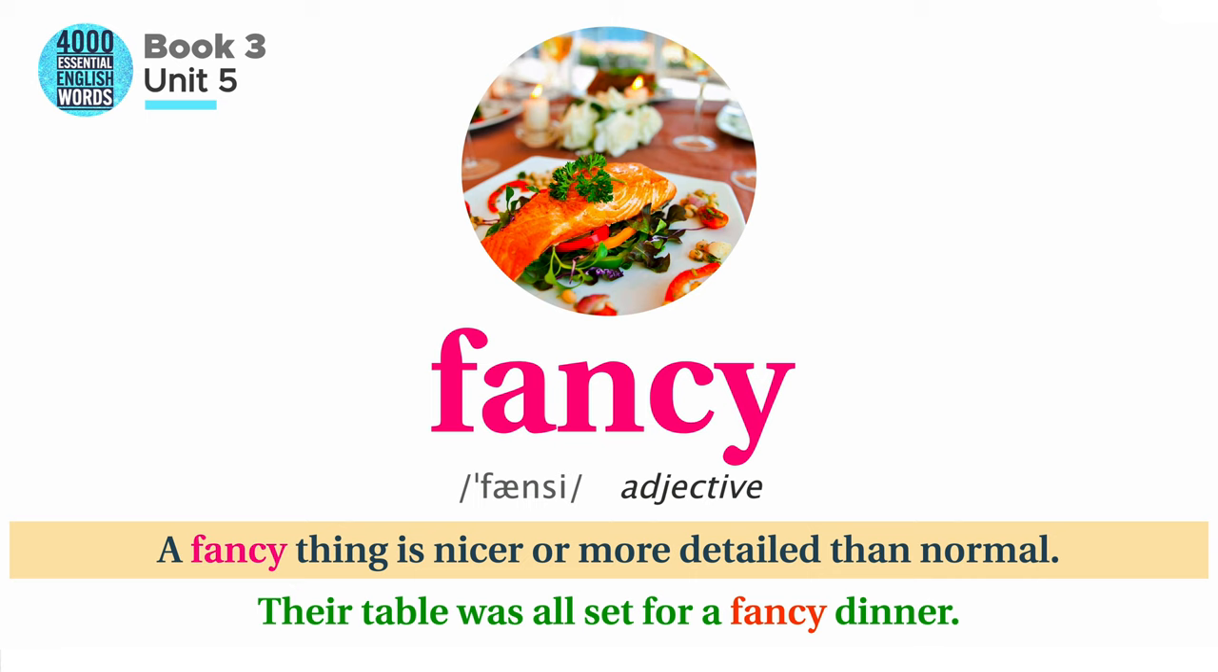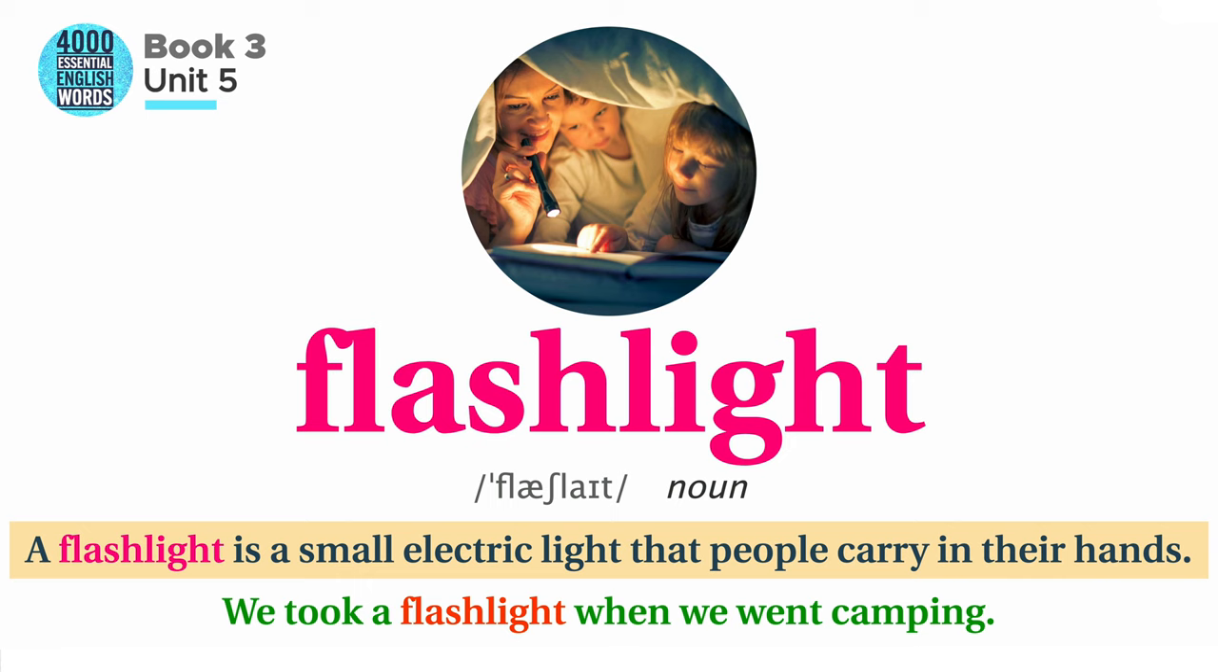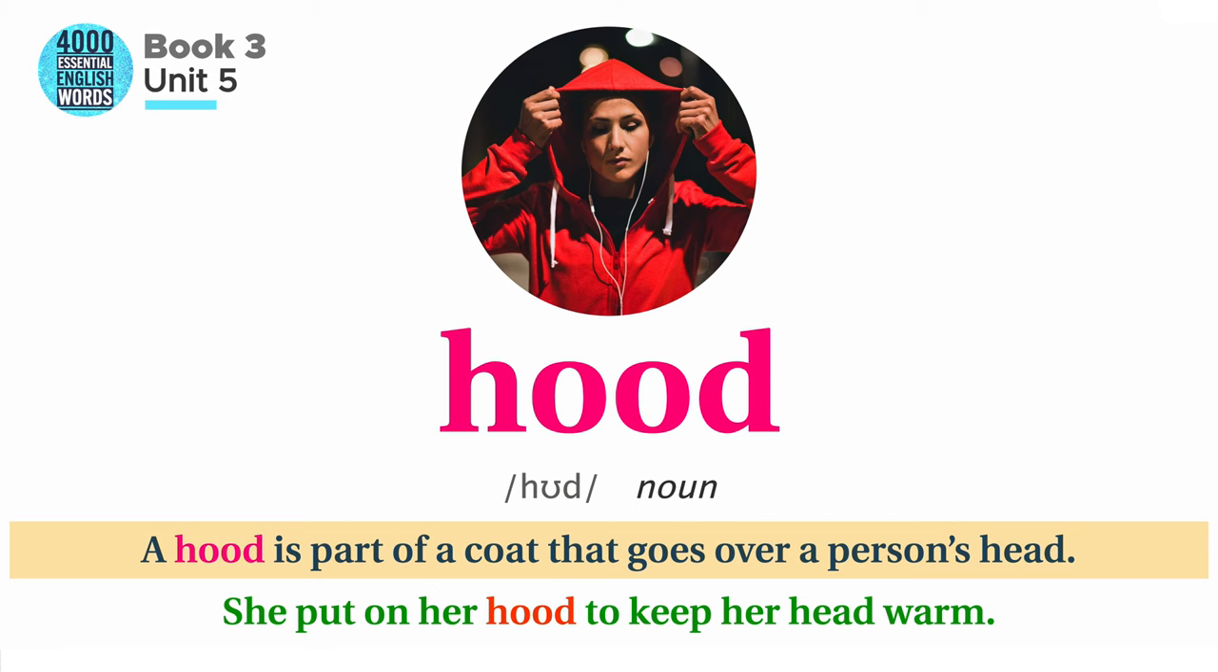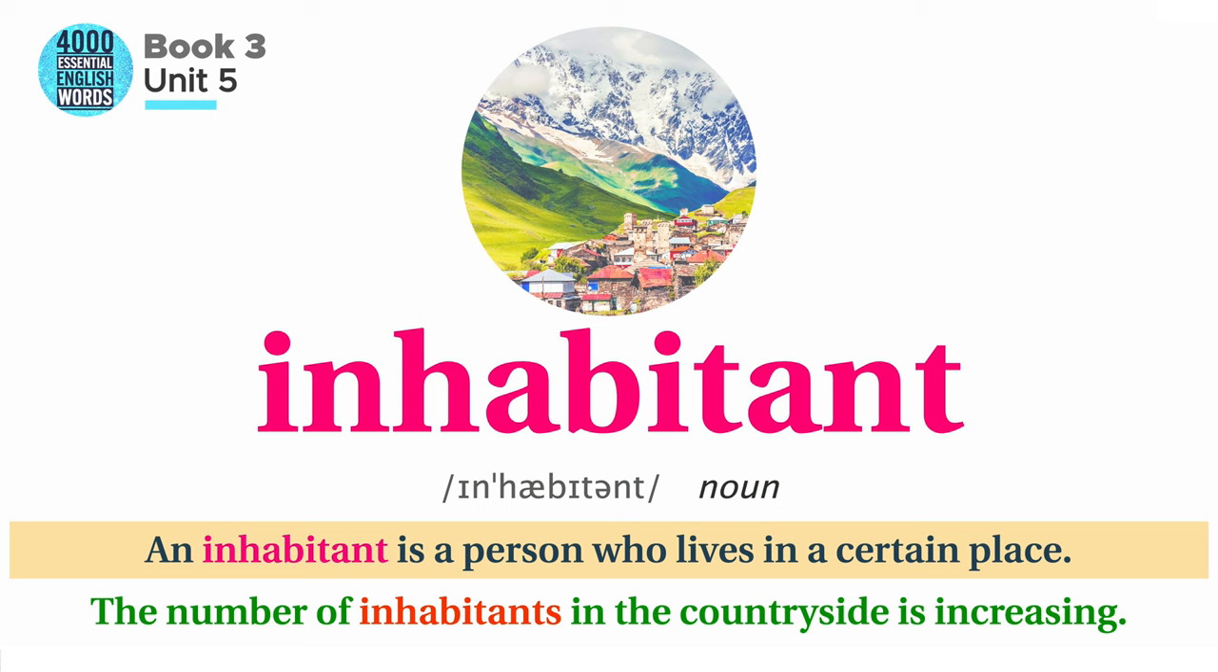Flashlight. A flashlight is a small electric light that people carry in their hands. We took a flashlight when we went camping. Hood. A hood is part of a coat that goes over a person's head. She put on her hood to keep her head warm. Inhabitant. An inhabitant is a person who lives in a certain place. The number of inhabitants in the countryside is increasing.